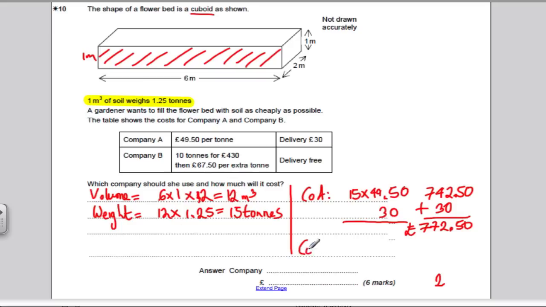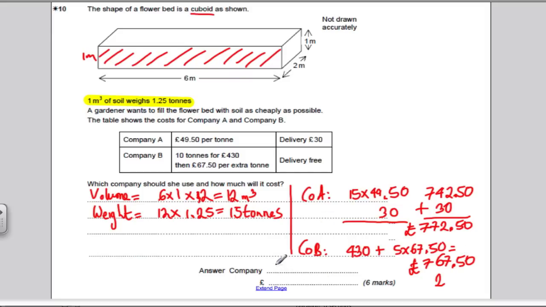I did the same thing for company B. I'd have a lot more space than I've got here, but company B, we need 15 tons, so 10 tons are for £430, so it'd be 430 for the 10 tons, and for the remaining 5, for each of them it's £67.50, so 5 lots of £67.50. You work that out, so you do 5 times £67.50 plus the 430 for the first 10 tons, and you get an answer of 767.50. So which one is cheaper, Company A or Company B?